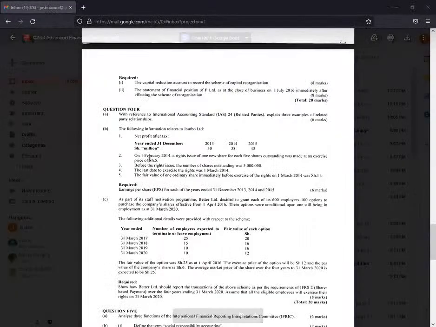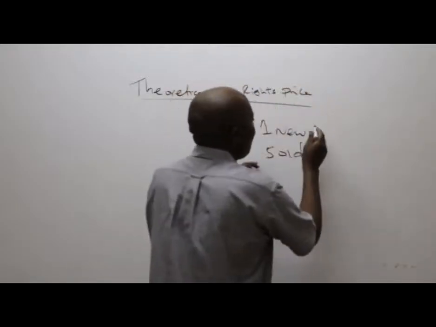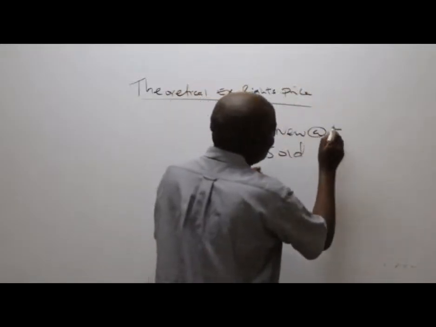I can see on 1st February 2014, a rights issue of 1 new share for each 5 shares outstanding. So for each 5 old shares, 1 new share was made at an exercise price of 5. So the new share is going for shillings 5.